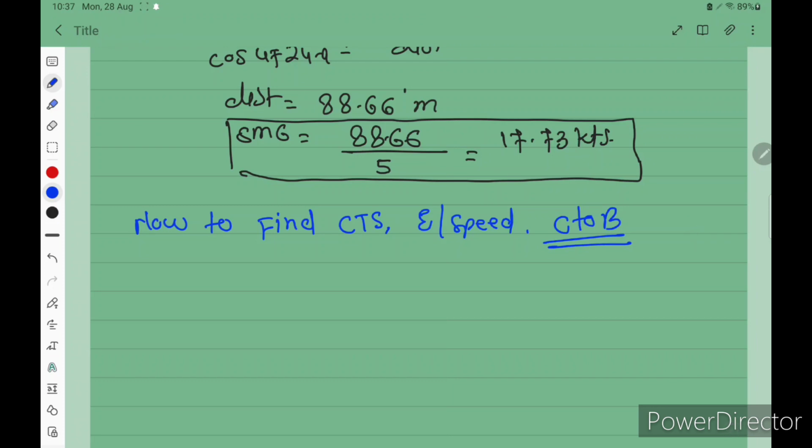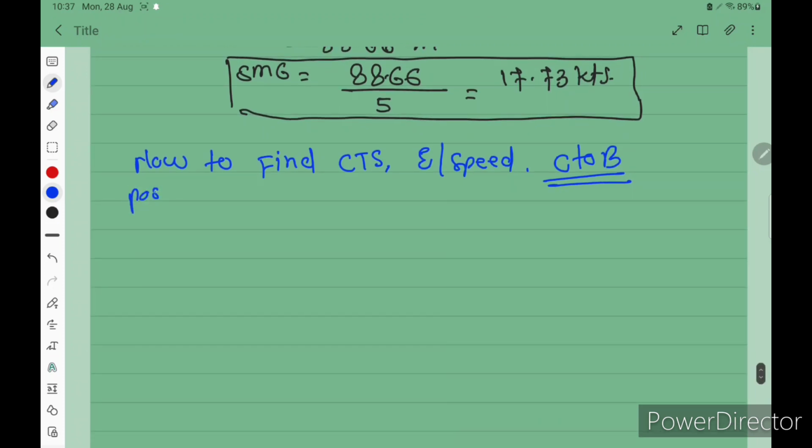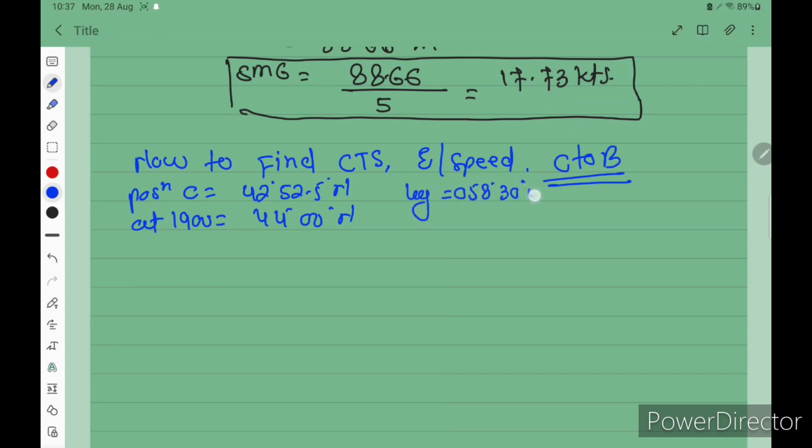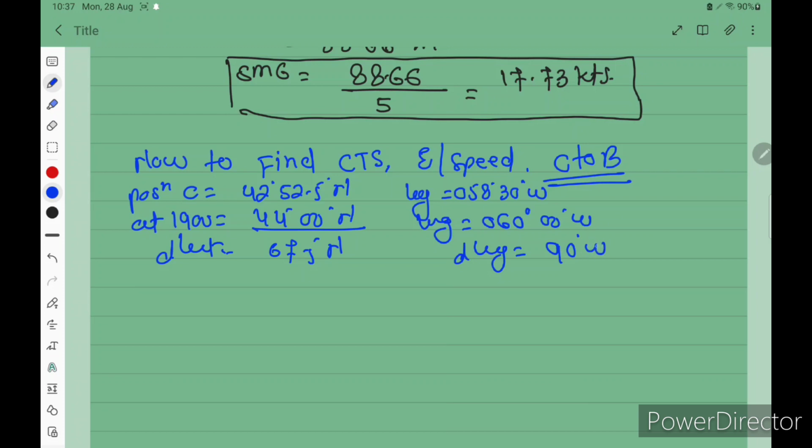The position C we already calculated on the top. C is equal to 42 degrees 52.5 north, and at 1900 position we already know 44 degrees 00 north. Longitude at C is 058 degrees 30 minutes west, longitude at 1900 is 060 00 west. So we calculate the D lat, which is 67.5 north, and D long is the same, 90 minutes west.